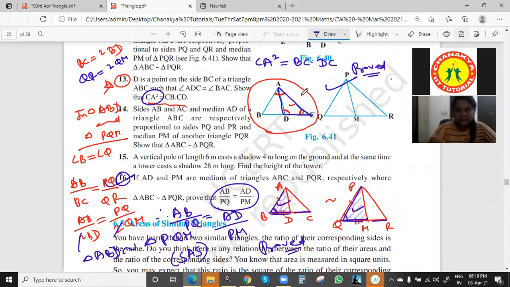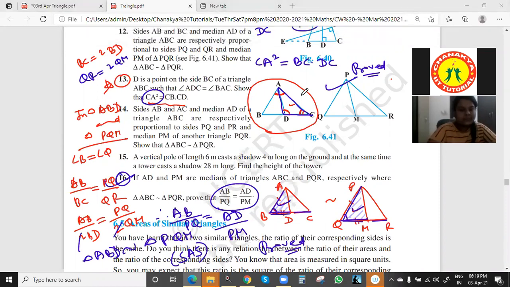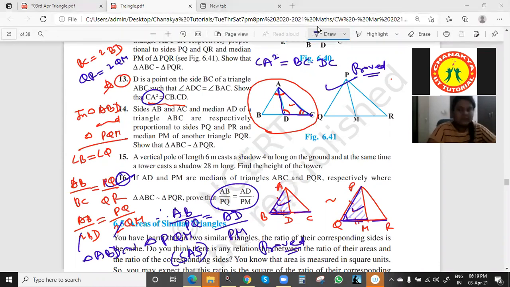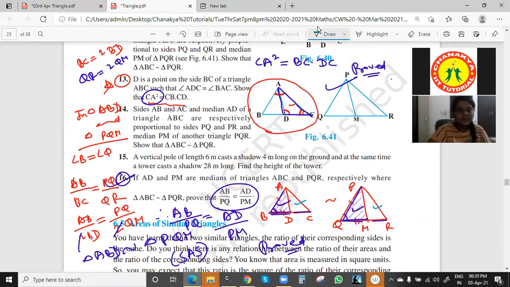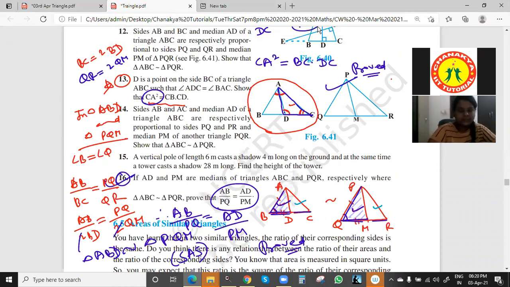Noted everyone? Please note the solution. If you want, you can take these triangles also. You can take any one half of the triangle. By making this other half similar, we'll also get the answer. No problem.